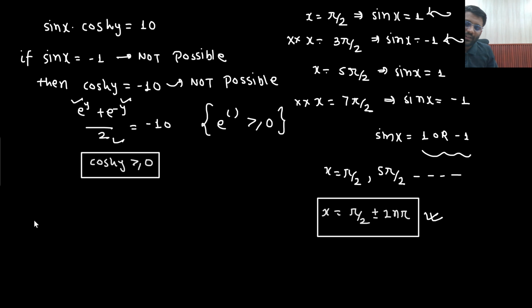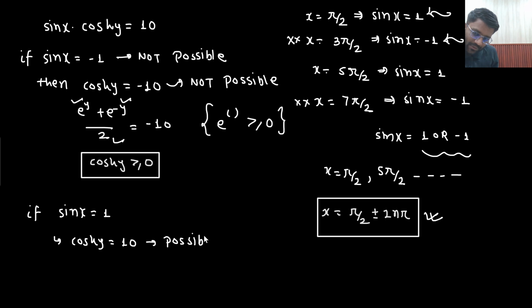Why is sin x equals 1 possible? Because if I put sin x equals 1 here, then what am I getting? Cos hyperbolic y equals 10, which is possible. Yes, it is possible for sure.